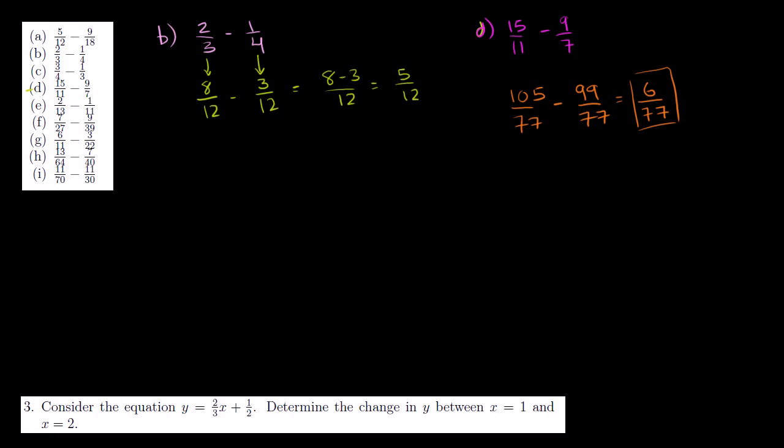Let's do F. F, let me do it in a new color. F has us doing 7 over 27 minus 9 over 39. All right, so what is the common denominator here? And actually, there's something we might be able to simplify. 9 over 39, they're both divisible by 3. So I can rewrite 9 over 39 by dividing 9 by 3, it becomes 3. You divide 39 by 3, it becomes 13. So this becomes 7 over 27 minus 3 over 13.